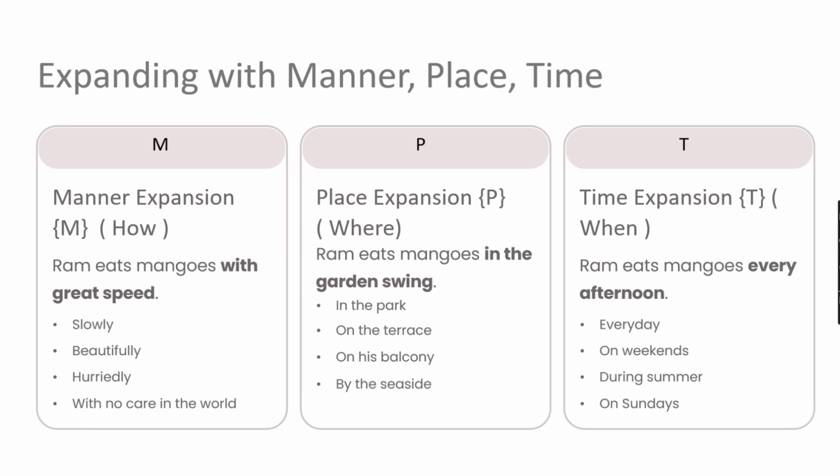In the manner expansion, you can clearly see my sentence: Ram eats mangoes with great speed. I have added with great speed. It's a phrase, but you can also add adverbs like Ram eats mangoes slowly, Ram eats mangoes beautifully, Ram eats mangoes hurriedly, Ram eats mangoes with no care in the world. So you will have different ways to add manner detail into your sentence, and this way your sentence will expand.